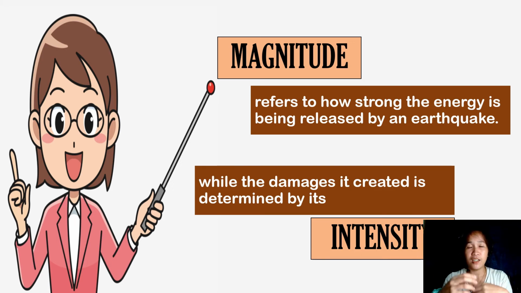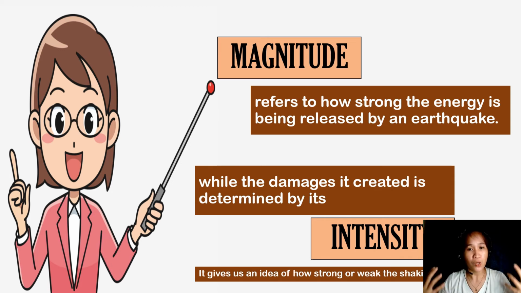Okay, but if you could say that, naku, napakalakas talaga ng lindol kasi maraming bahay, buildings, yung nasira sa lugar namin. Siguro mga intensity ano yun. Yan. Pag nakita mo na maraming damages na yung iniwan ng lindol, so that is intensity. Okay? So another one is intensity gives us also an idea of how strong or weak the shaking of an earthquake. So those are the difference between magnitude and intensity. Okay? So now you know. Let's proceed.